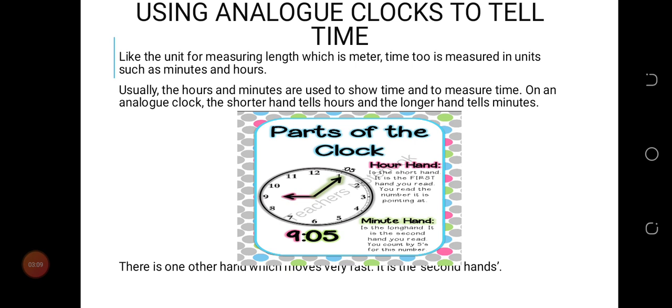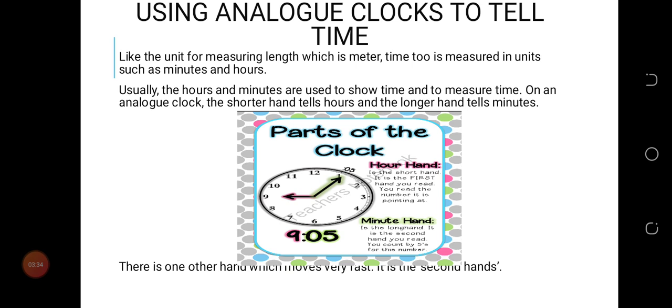You count by fives, that's 5, 10, 15, 20. So with the long hand, when it's on 1, it is 5. When it's on 2, it is 10. When it's on 3, it is 15. When it's on 4, it is 20. When it's on 5, it's 25, continuously. So it counts by 5, 5, 5, 5, 5.